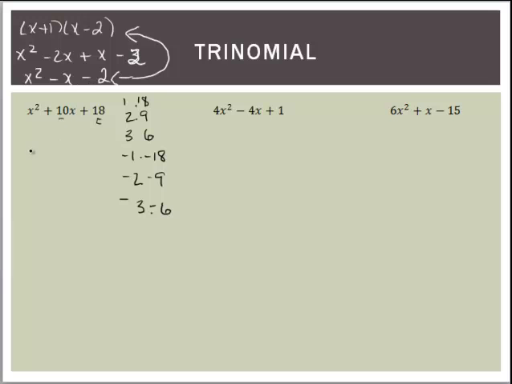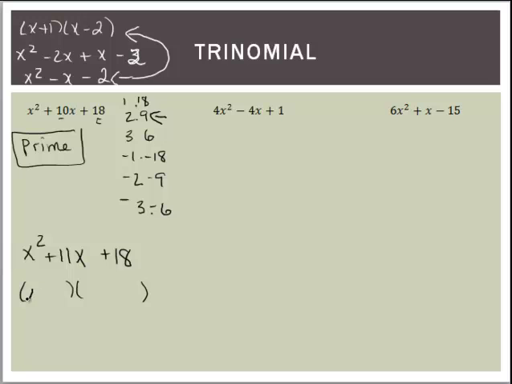They don't, right? If that's the case, you would just say it's prime. This is a prime polynomial. However, what if it looked like this? What if this were an 11x? This 2 and 9 would add up to give you a positive 11, right? So, you're going to put your x's in there to get this x squared. And for the 11, you put in the positive 2 and the positive 9.